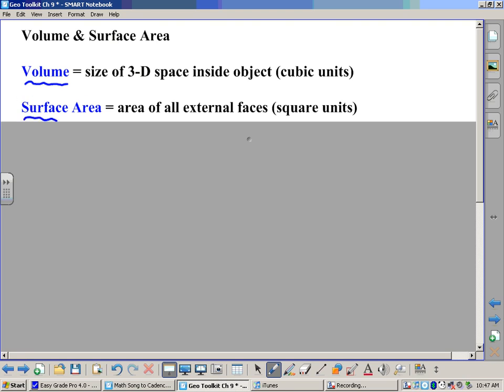Surface area is a little different. Surface area is the area of all the external faces, and we measure that in square units. And rather than the amount of sand we could squish inside that figure, think of it as this. If we were going to paint that object on the outside, how much paint would it need? It would cover up a certain amount of square feet, and so that's what we call surface area.